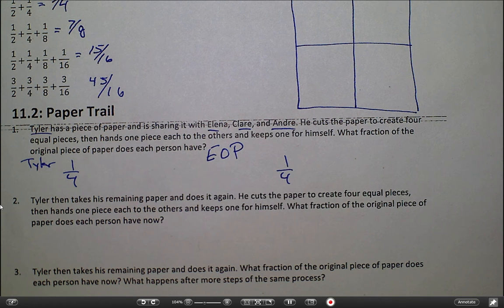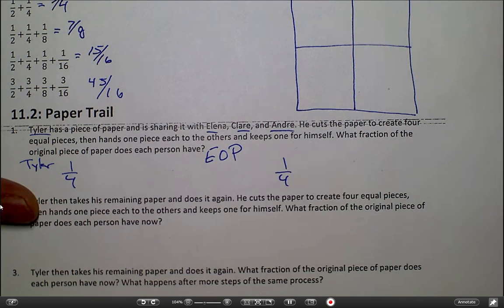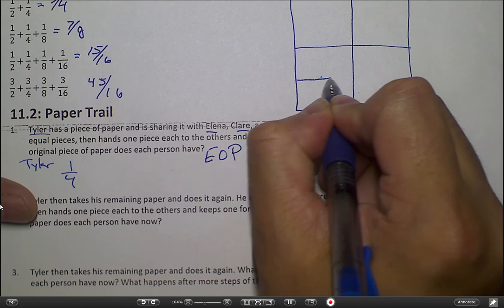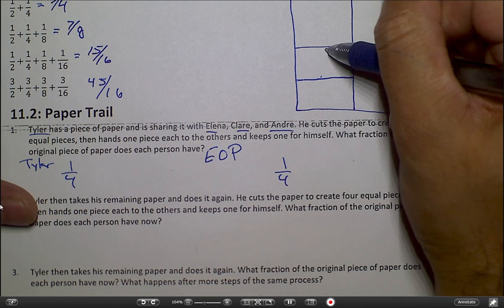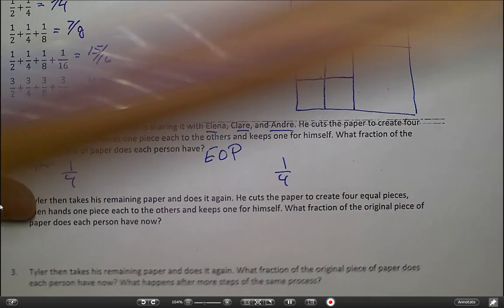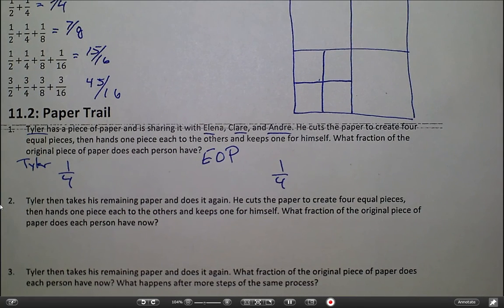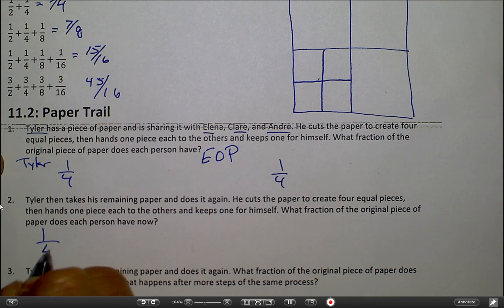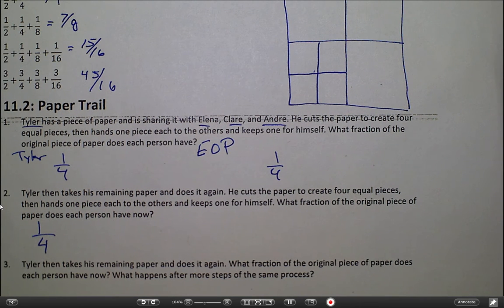Then Tyler goes and does it again. All right, so here's Tyler's piece. He's going to cut that piece that he has into 4. So how much did Tyler have in the first place? 1/4. He had 1/4. And what did he do with his piece? Cut it into 4, right? So now to figure out how much he had, what would I do?